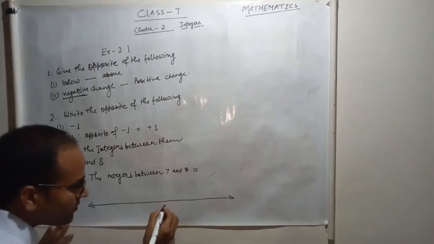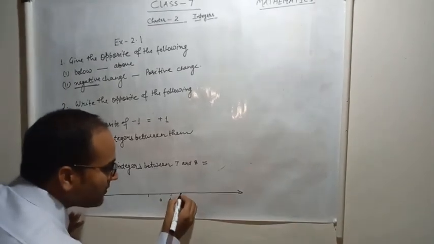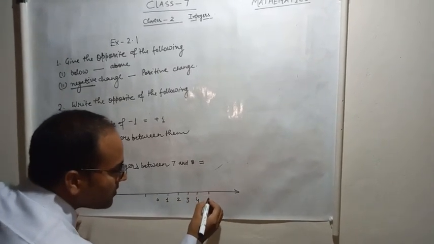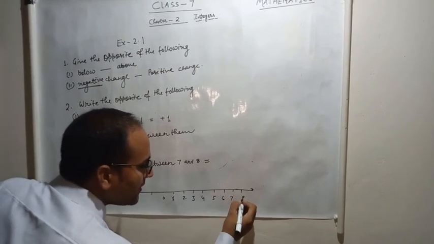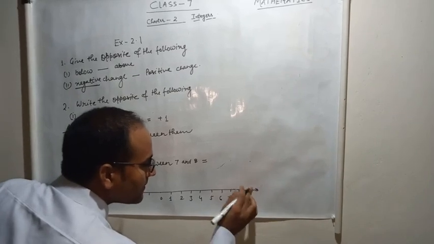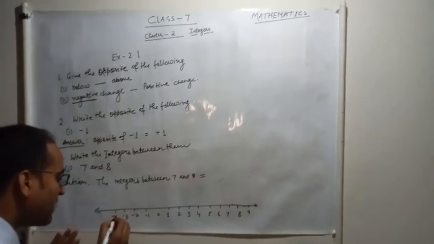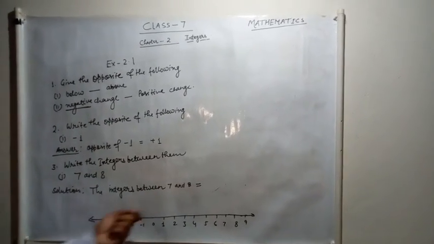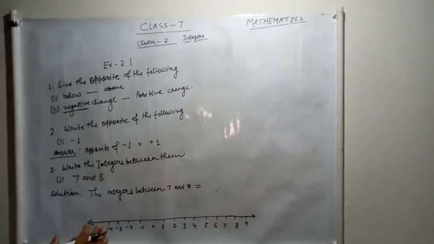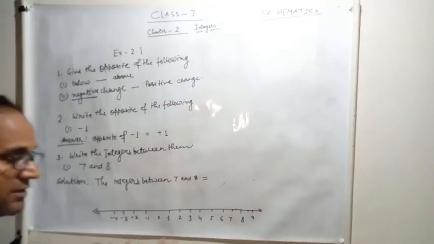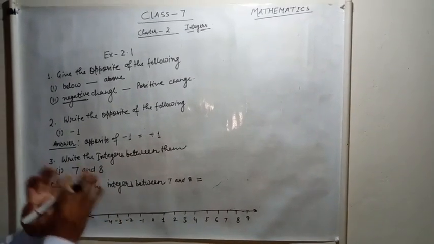Here is 0, and after it, the right side is positive integers and the left side is negative integers. 1, 2, 3, 4, 5, 6, 7, 8, 9. Here is -1, -2, -3, -4, and so on. So here are 2 consecutive integers, 7 and 8. Consecutive means one integer and then another one right after it, with no difference between them. 7 then 8 are said to be consecutive integers.